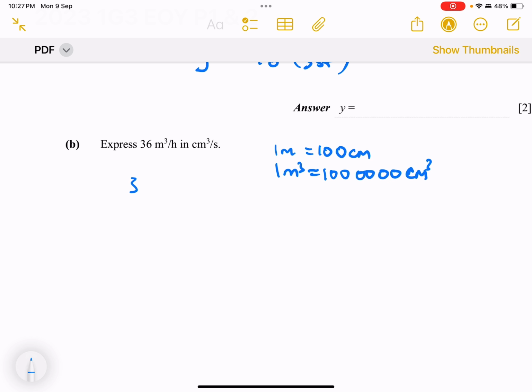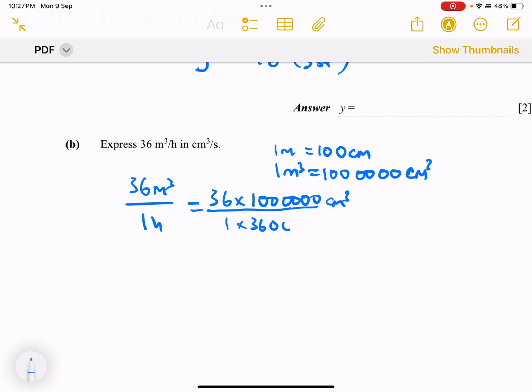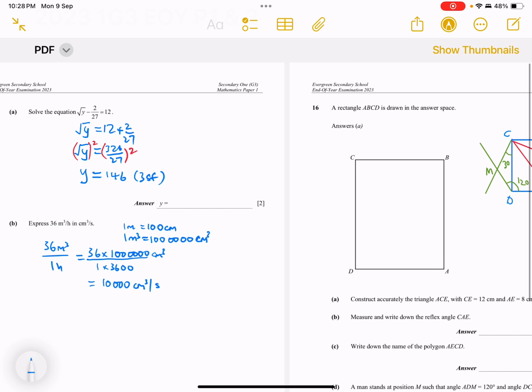Right, so 36 meter cube and 1 hour. So 36 meter cube is 36 multiplied by 1 million to change to cm cube. And 1 hour to seconds, we multiply by 3,600. Then we simplify it, we get 10,000 cm cube per second. Right? Now we move on to the next sum.